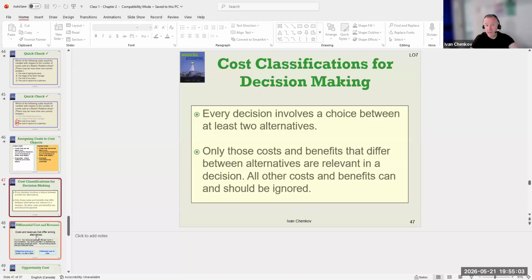Let's go with decision making. Now we start making decisions. For every decision, in order to make a decision, we need to have at least two available alternatives. If you have only one alternative, there's no decision to make. So which costs are we going to consider? Only the costs and benefits which are different between one option and the other option. Anything which is the same should be ignored.